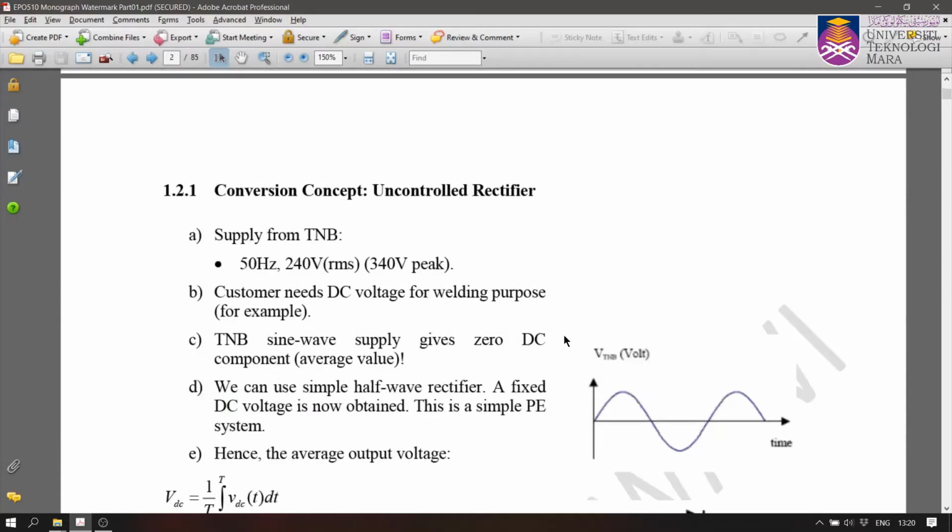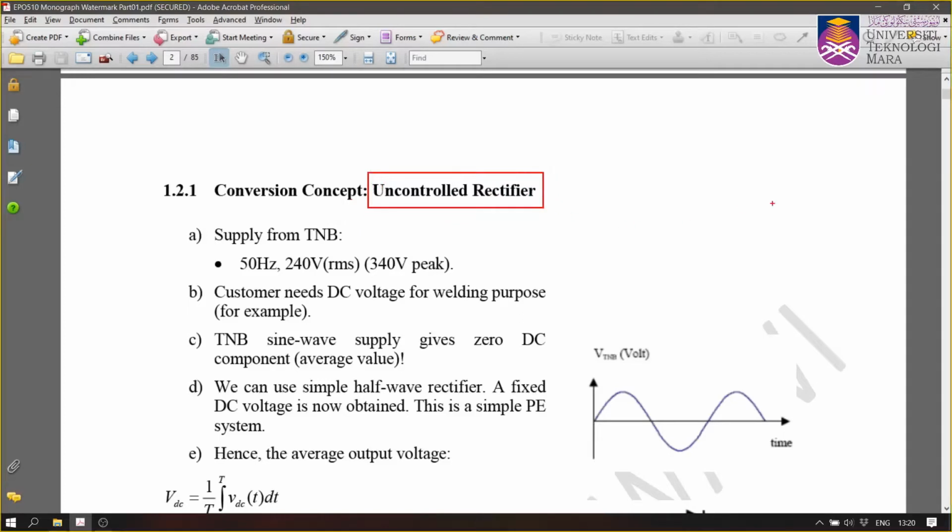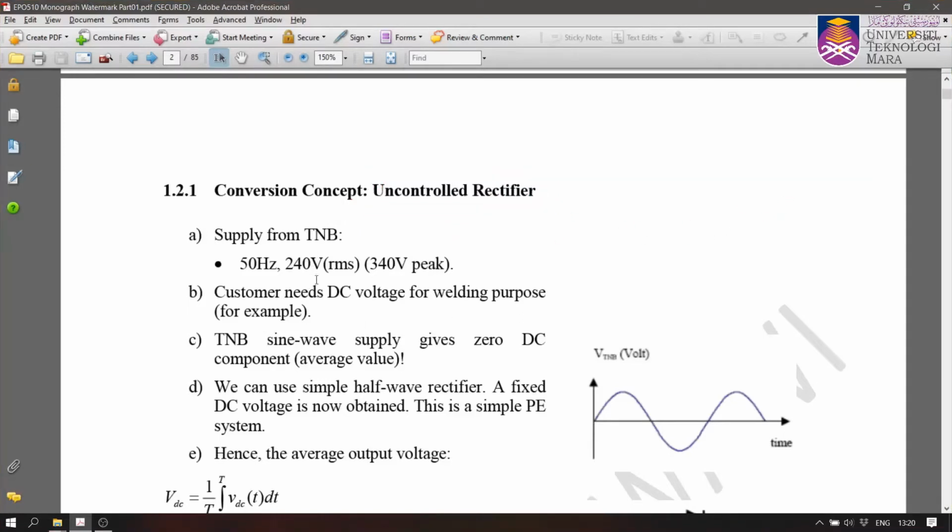of power electronics. We take an uncontrolled rectifier, for example. All right, so we know that the supply TNB can have a 240 volt RMS with a 50 Hz frequency, and 340 volt is the peak value. So 240 multiplied by square root 2 will give you the 340 volt.